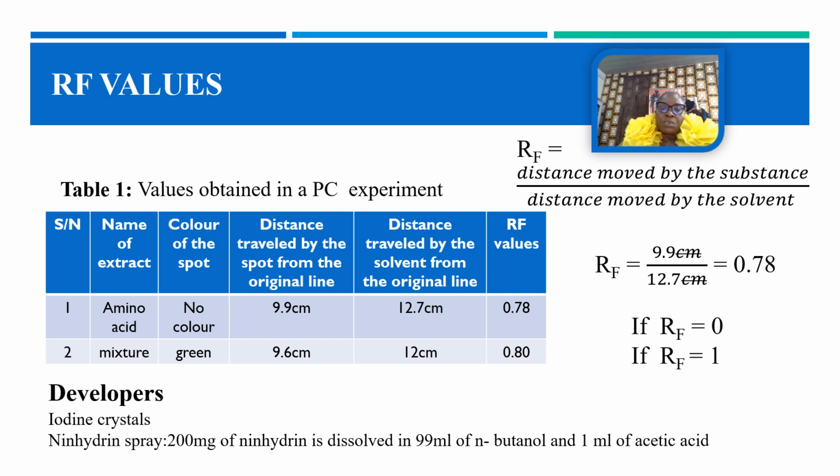If a compound is colored, it can be easily located on the chromatographic paper. If the substance is colorless, however, we have reagents that we can use to develop our paper. We can use iodine, and we can also use ninhydrin to develop the paper, and then we'll be able to identify the spots.